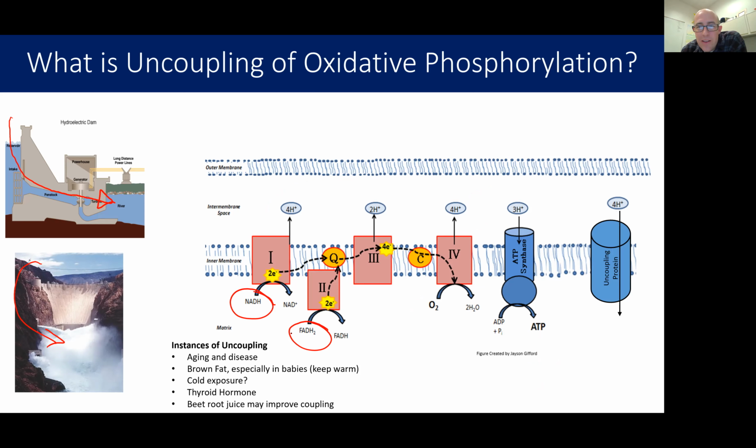Make sure you can explain this, and make sure you can explain what uncoupling is. If you understand what uncoupling is, it helps you really grasp how all of the electron transport chain and oxidative phosphorylation are working.